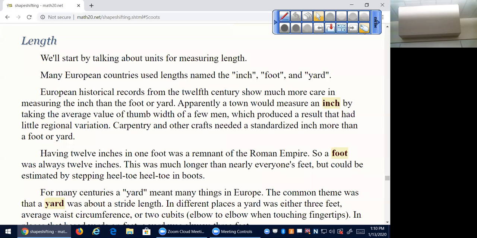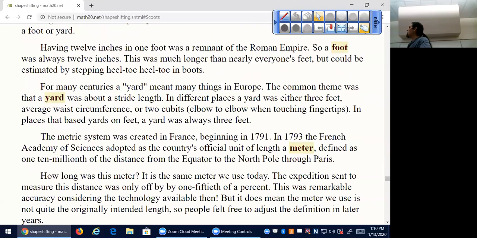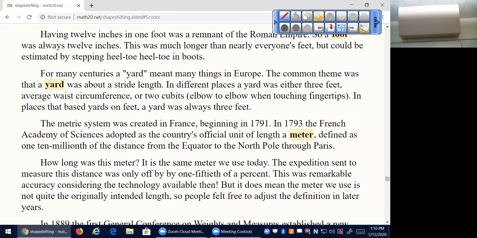The Roman Empire had 12 inches in a foot. That was pretty much bigger than anyone's foot. But if you put big old-fashioned clunky boots on, you can kind of go heel toe, and pace out feet on the ground because your boots are bigger than your feet.